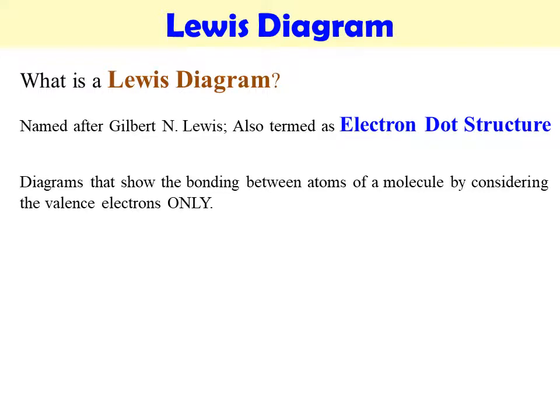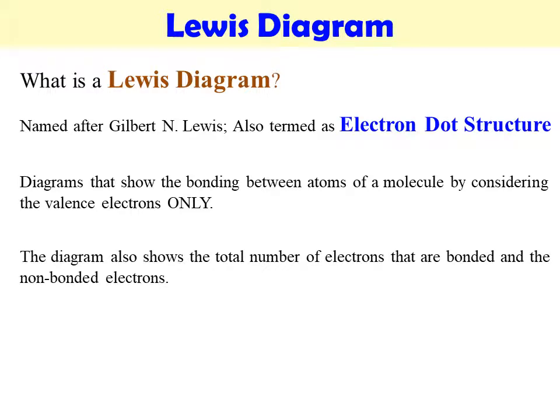Now, a Lewis diagram is basically a diagram that shows the bonding between atoms of a molecule by considering the valence electrons only. We can represent the bonding between atoms by considering the different orbits also. But as per Lewis, his proposal was that we will only consider the valence electrons, nothing else.